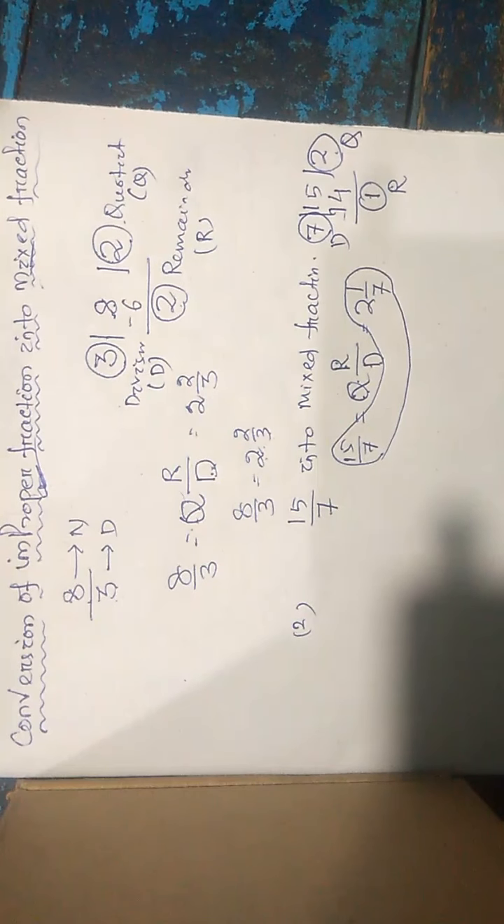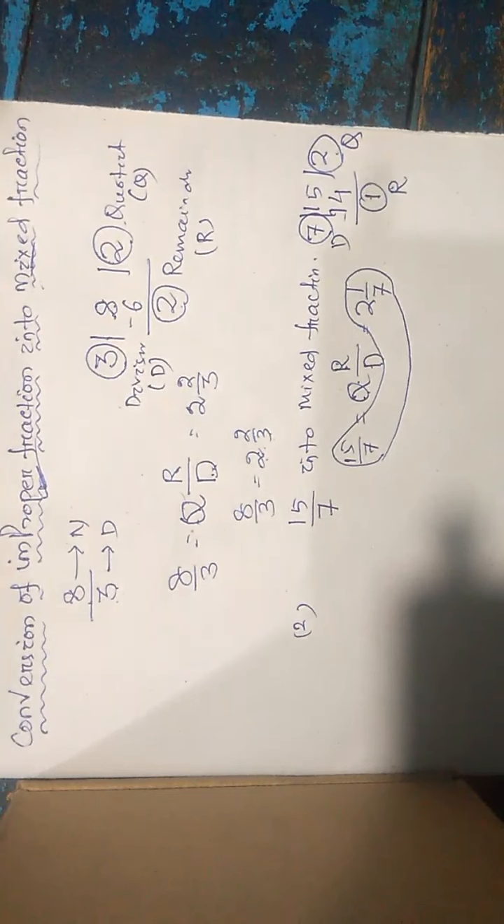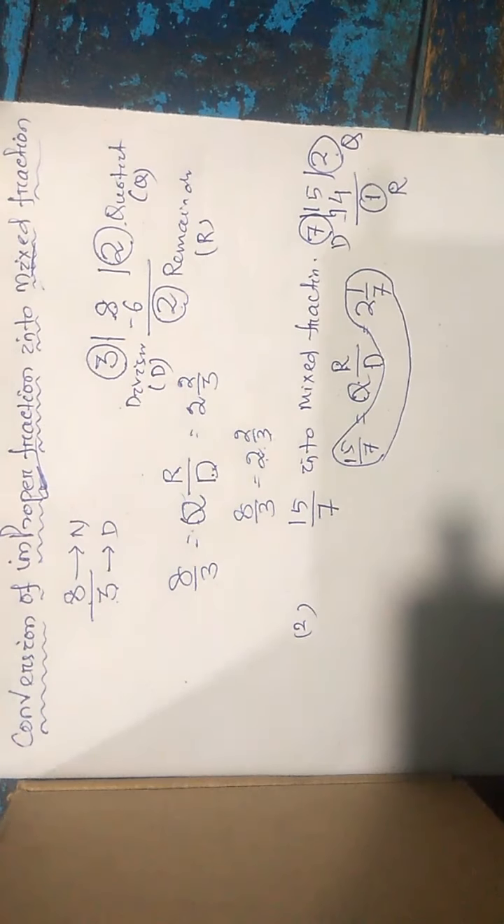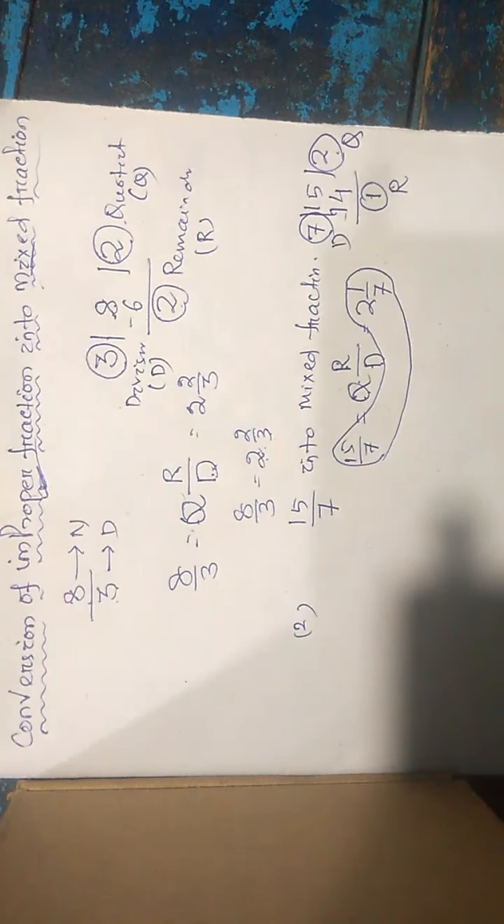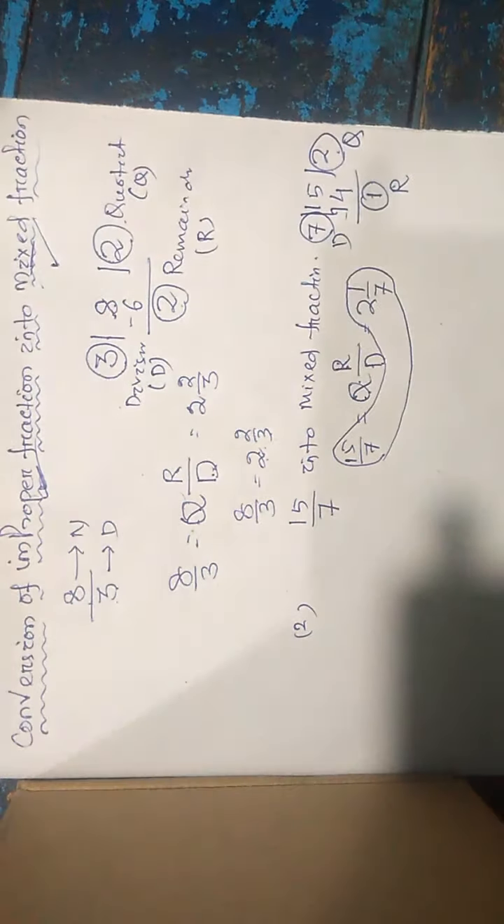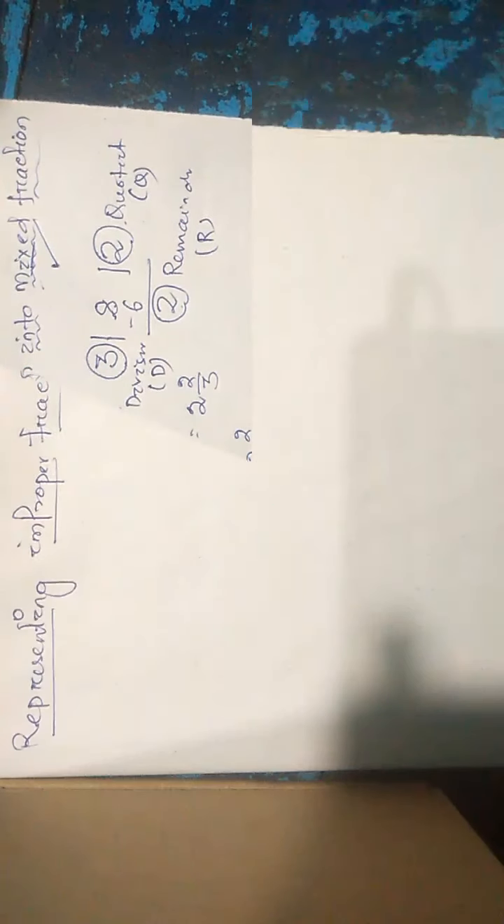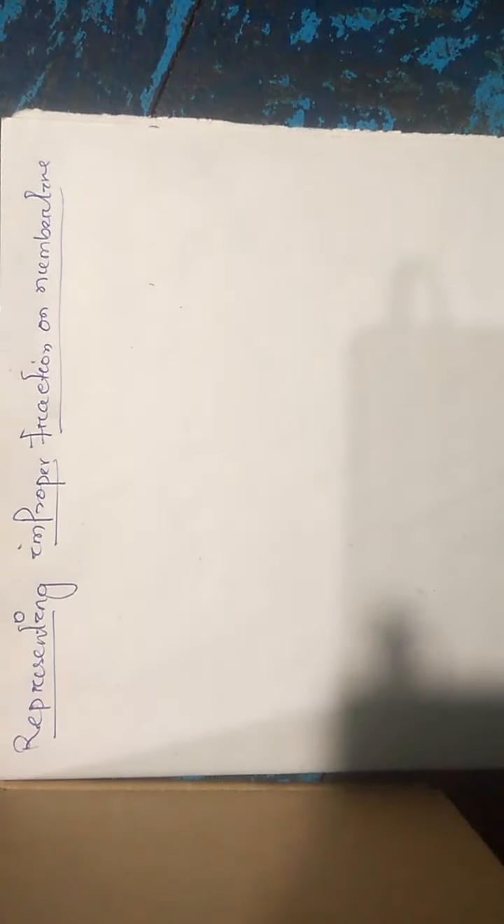The main reason why we convert an improper fraction into a mixed fraction is that we have to represent the improper fraction on the number line. In the previous class we studied how to represent a proper fraction on the number line, and today we will discuss how to represent an improper fraction on the number line. But before that we have to convert the improper fraction into a mixed fraction. So now we will represent some improper fractions on the number line.